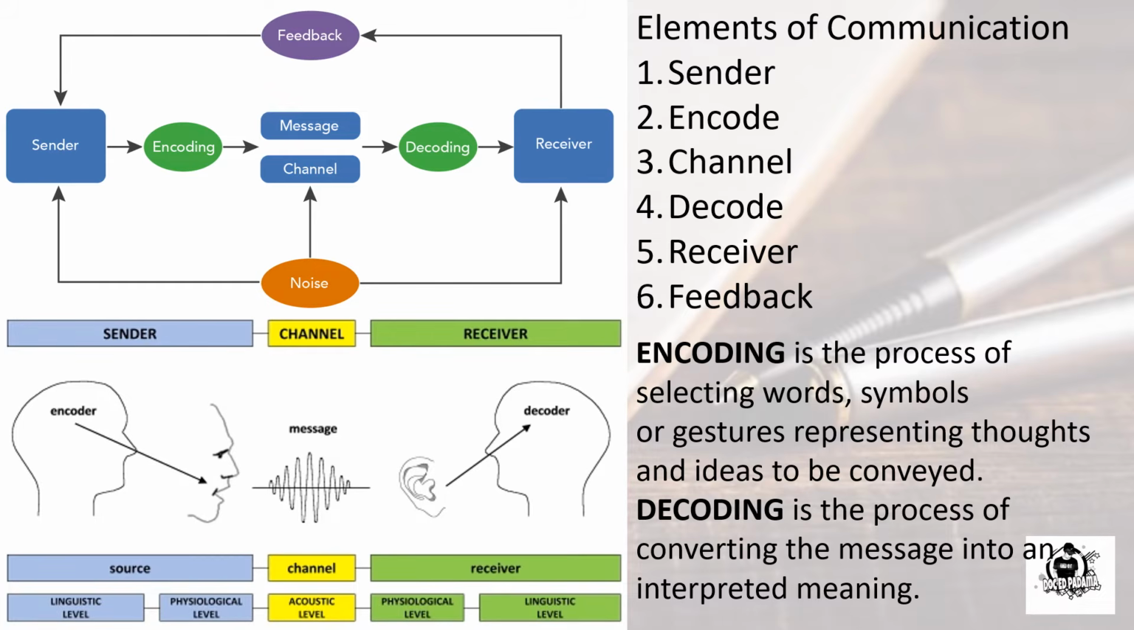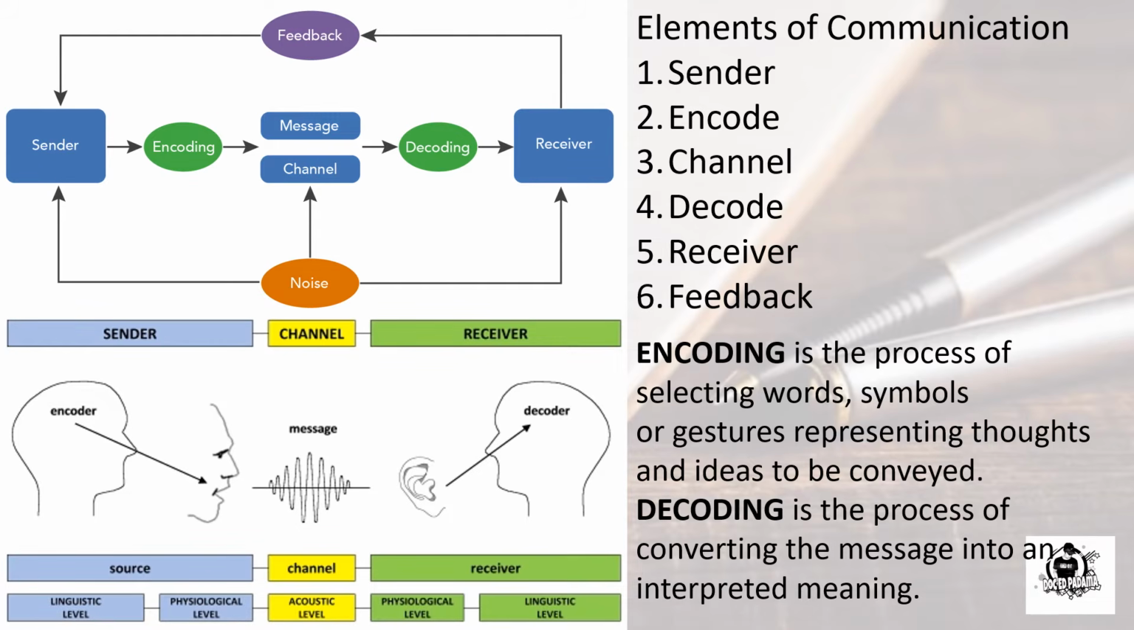And then we move on to encoding. Encoding is the process of selecting words, symbols, or gestures representing thoughts and ideas to be conveyed. So on the part of the speaker, when he tries to organize his thoughts and try to choose the words that he uses when speaking his thoughts, this is already the process of encoding.